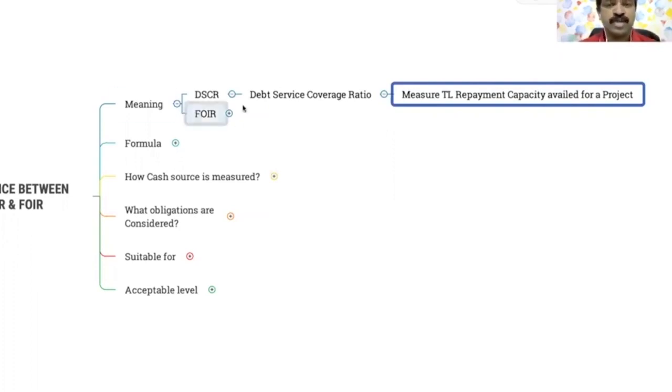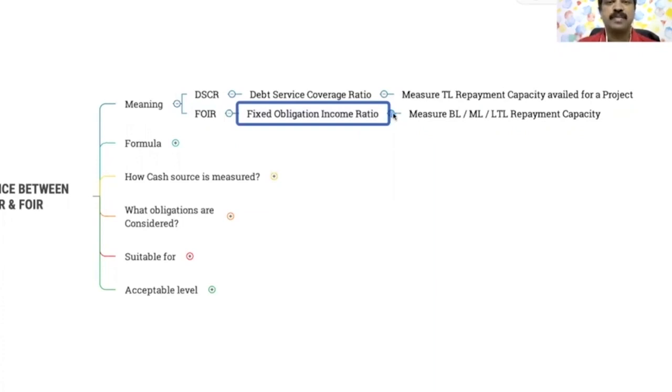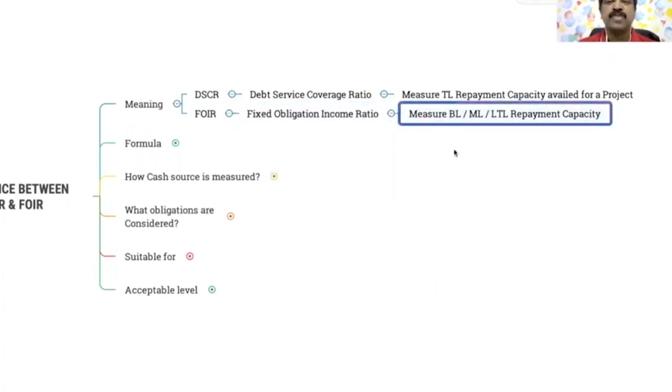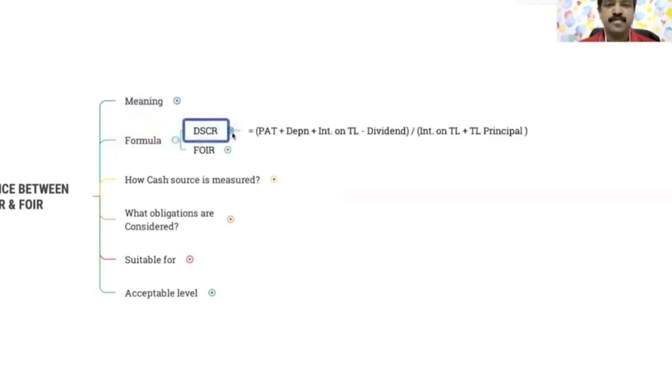Then what is FOIR? FOIR stands for Fixed Obligation Income Ratio. And here also bank is going to measure the repayment capacity. But here it is measuring the repayment capacity of the borrower with reference to, it can be a business loan, a mortgage loan, or a long-term loan. But both the ratios, they basically measure repayment capacity. Okay, what is the formula that is used in these ratios? First, let's look at DSCR.